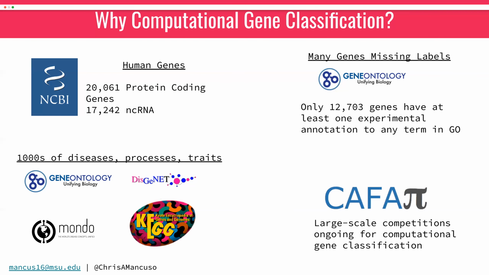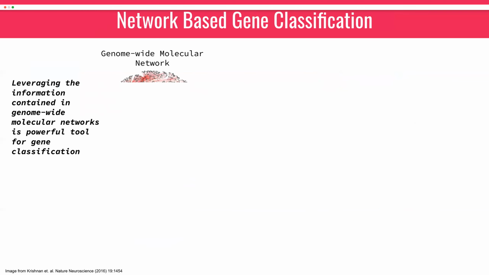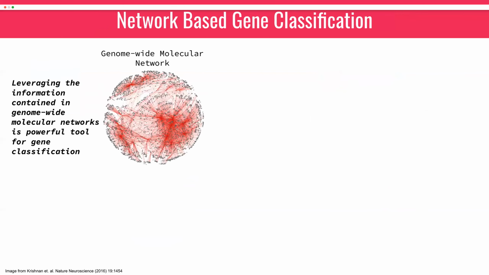So there are large-scale competitions such as CAFA. The community takes this pretty seriously, how to computationally predict the function and role of genes. One way of doing this is network-based gene classification. So you can leverage the power in these huge networks that have been aggregated over a number of years.